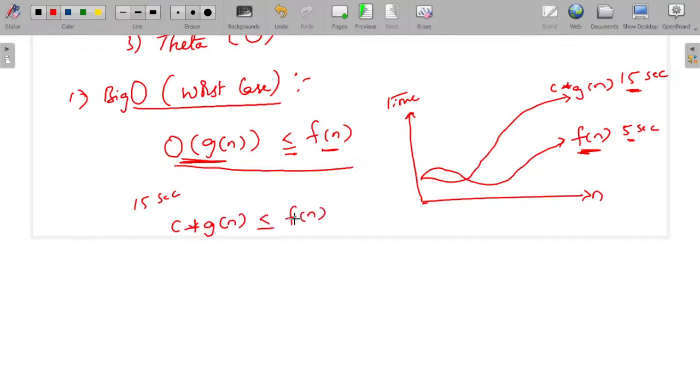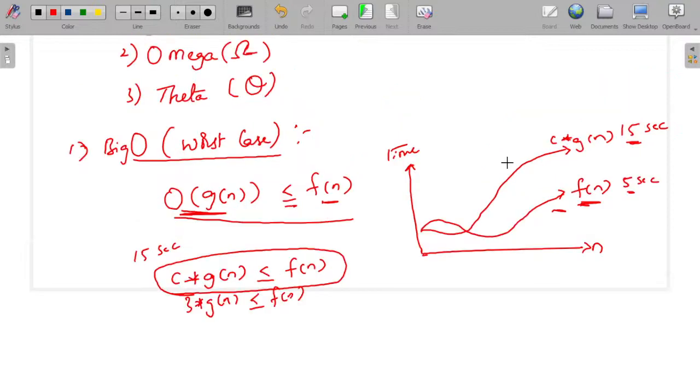Okay. So c into g of n involves a constant c, which is nothing but the difference between the reality time and the maximum time that it is going to take. For example, the constant can be 3 or 2 or anything. In this example, it is going to be 3. So it is c into g of n less than or equal to f of n. Right. So this is how you represent the reality time, which is f of n. This is big O notation, and big O notation is always used to represent worst case time complexity situations.